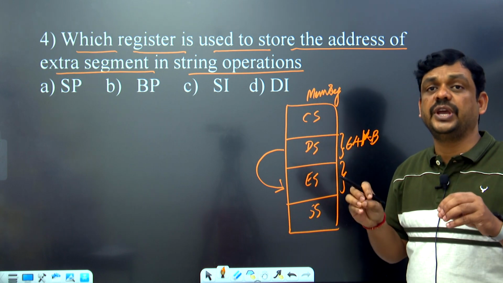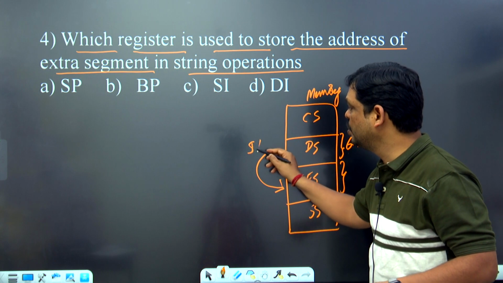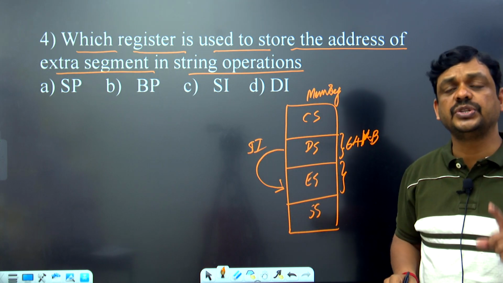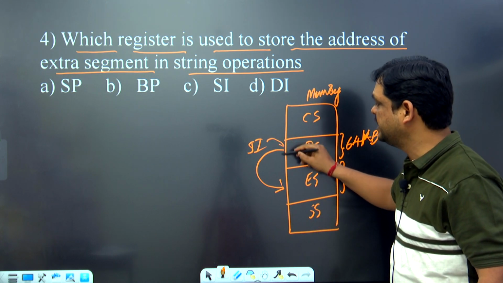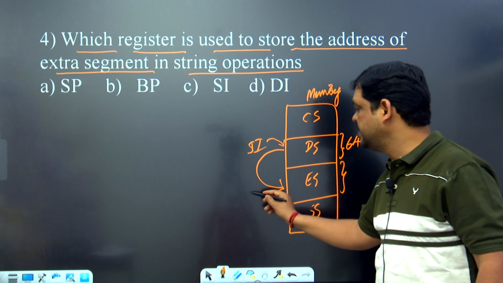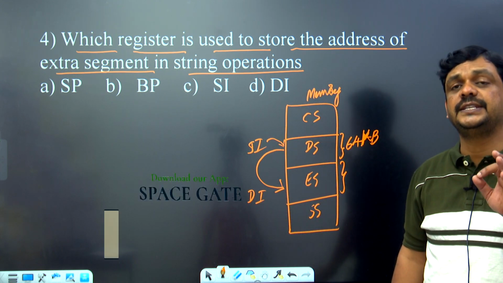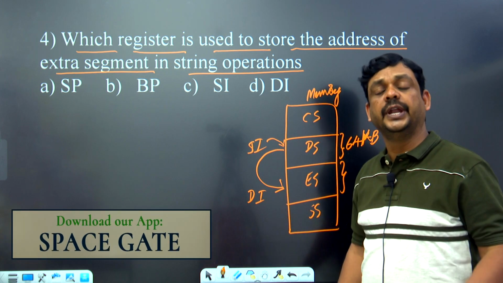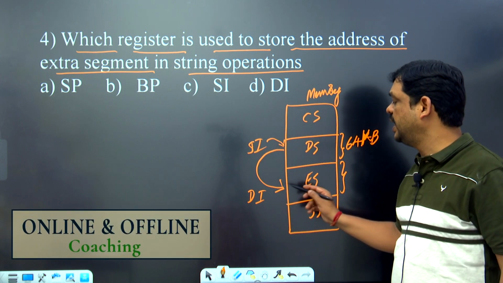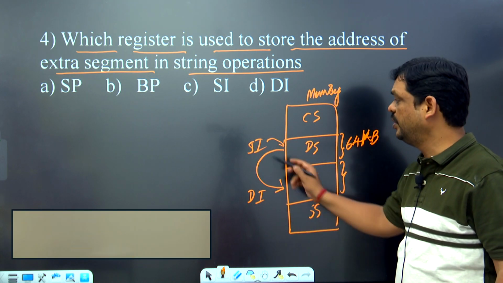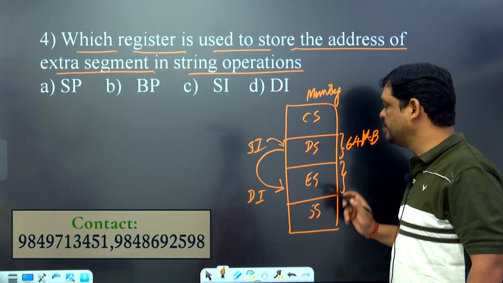From that, which location of the data segment is indicated by one register. That register is the source index. Source index register is a 16-bit register. It is used to store the address of the data segment. And the extra segment address is stored in one more register. That register is the destination index, DI. Destination index is also a 16-bit register. It is used to store the address of the extra segment. So, SI is used to store the address of the data segment and DI is used to store the address of the extra segment.